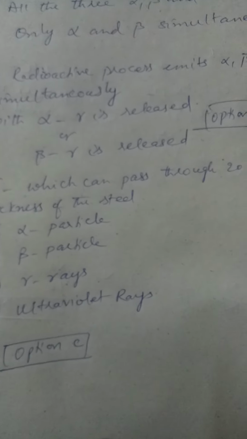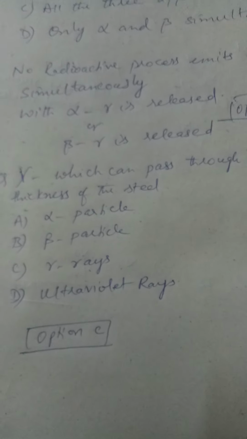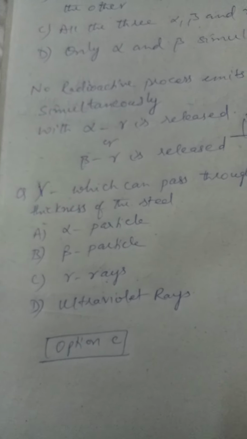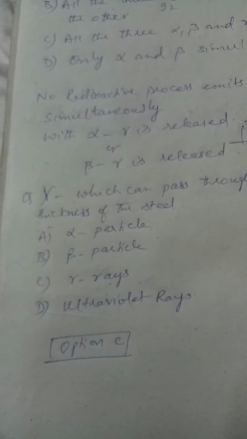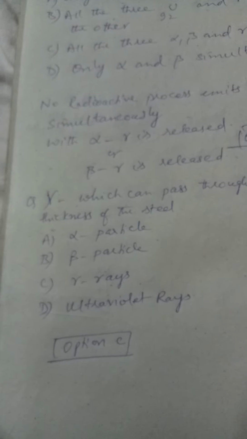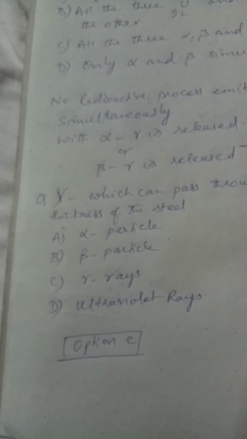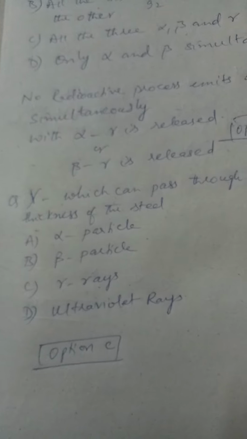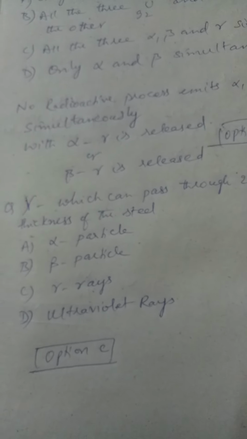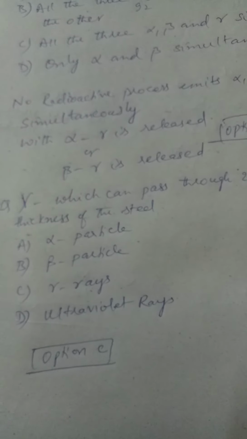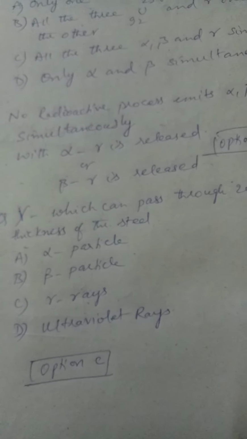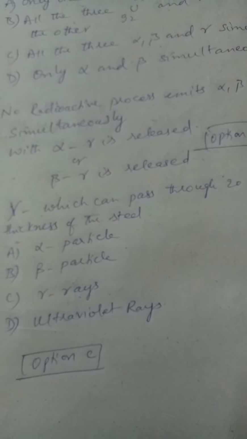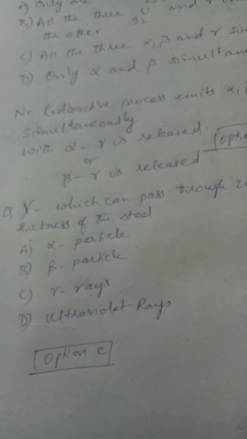Now which can pass through 20 centimeter thickness of the steel? So 4 options are given to you. The correct answer is gamma rays. See, gamma rays have the maximum penetrating power because basically they are uncharged. They are neither positive nor negative. So they have the maximum penetrating power when compared with alpha and beta particles, and they have more penetrating power compared with the ultraviolet rays also. So gamma rays is the right answer for this question. Just remember this point, that gamma rays have the most penetrating power.